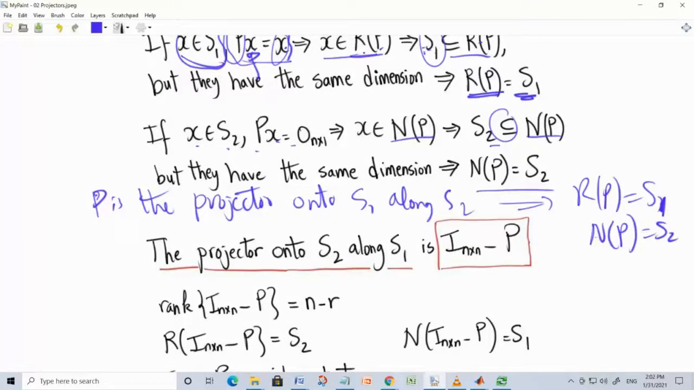Remember the very beginning, we wanted this property that if you choose a vector in S1, you multiply B by that vector, you get the vector itself. If you choose a vector in S2, you multiply B by the vector, you get the all zero vector. So it's like by design, all these properties will follow once you force these properties.